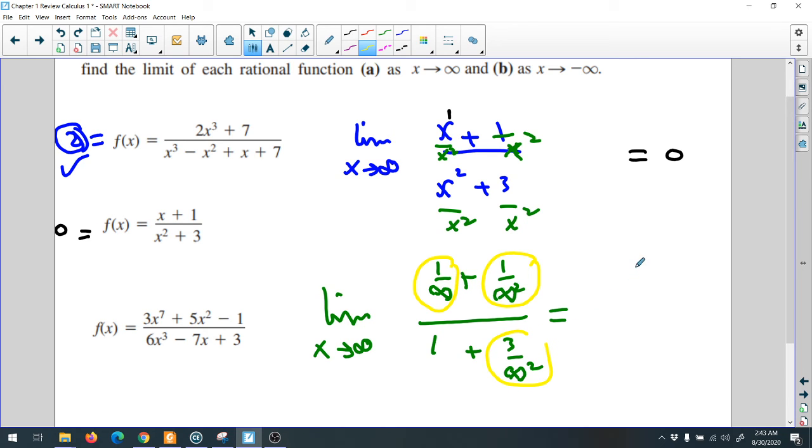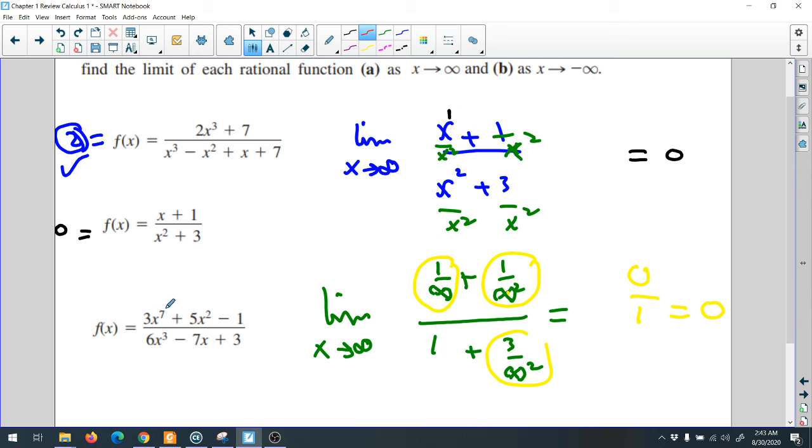So what's left here? 0 over 1. 0 plus 0 is 0, over 1 plus 0 is 1. The final answer will be 0. For both cases, when x approaches positive or negative infinity, it will be the same. Put in negative, negative, negative, it will be 0, 0, 0, then it will be 0 over 1, which is 0.